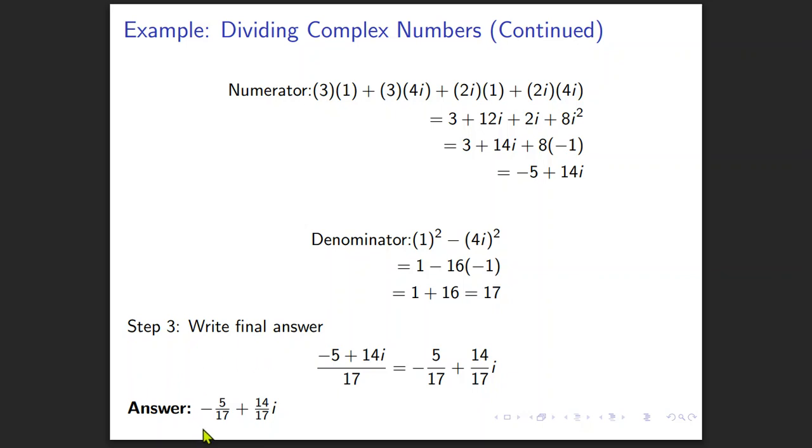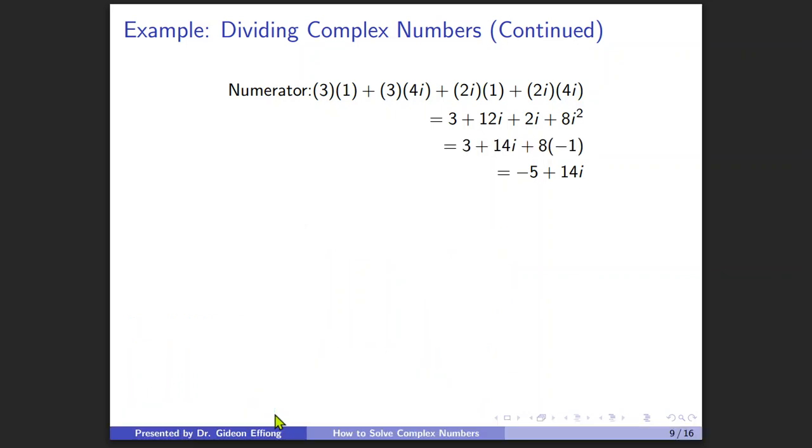So the final answer should be written in this form. By writing a final answer, you separate the imaginary part from the real part. So we have minus 17 divided by 17 plus 14 divided by 17i. So that is what you will have.